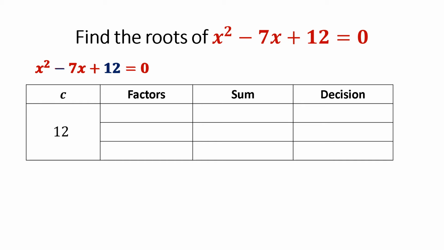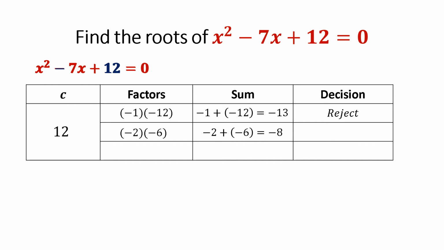So we need to have two factors, because our b is negative and our c is positive, there would be both negative. So we have now negative 1 times negative 12. We need to get the sum. It should be negative 7. However, it's negative 13. That's why our decision should be, it will be rejected. Next, negative 2 and negative 6. So we need to add that. That's negative 8. Once again, it's not yet negative 7. So we need to reject that.